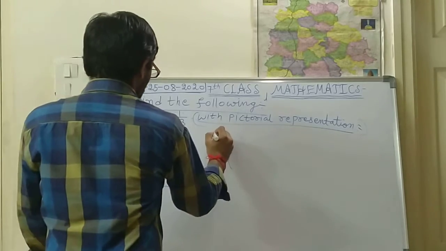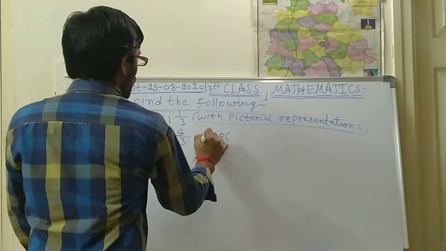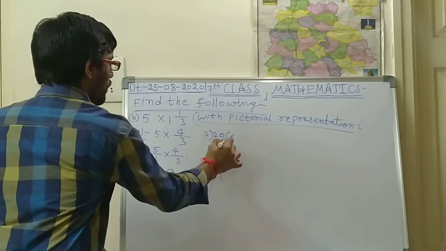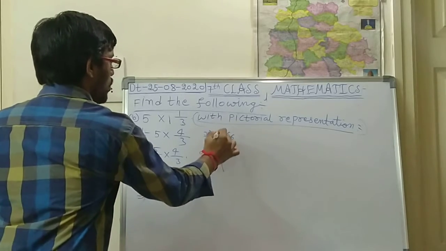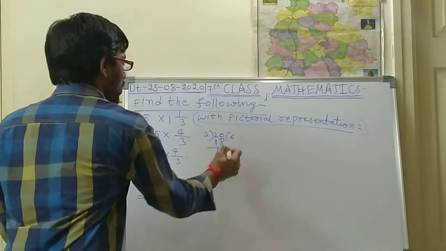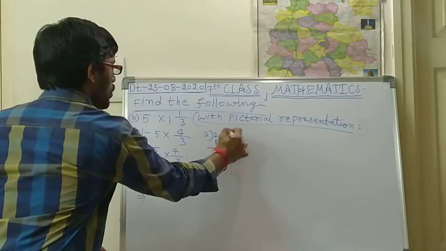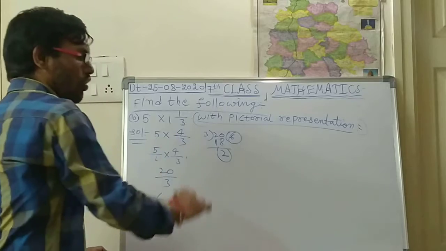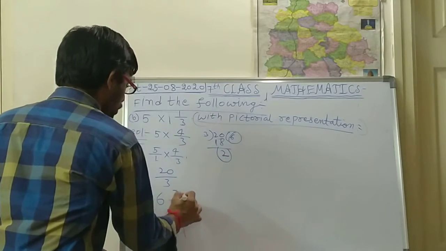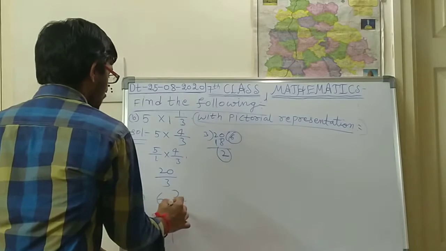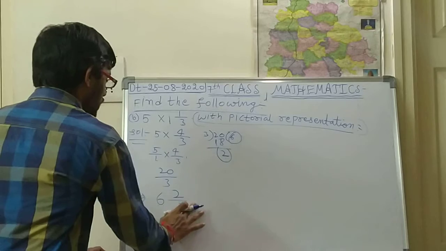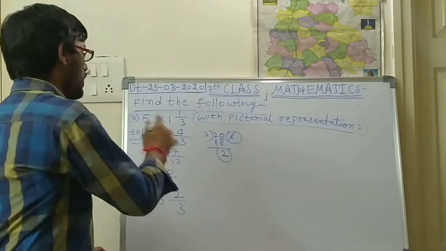Mixed fraction means 3 6s are 18. So 20 minus 18 is 2, 18, 19, 20. So 2 is the remainder. First, whatever quotient you got, that is the whole number. Next, whatever the remainder is, that is the numerator, and whatever the divisor is, that is the denominator. 6 2 by 3 is the answer for this problem.